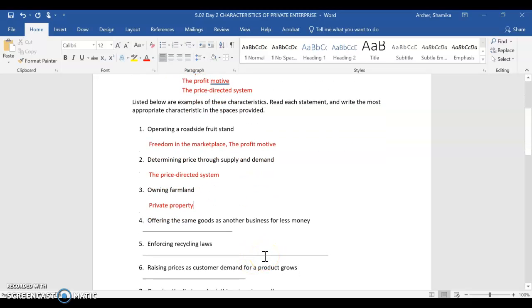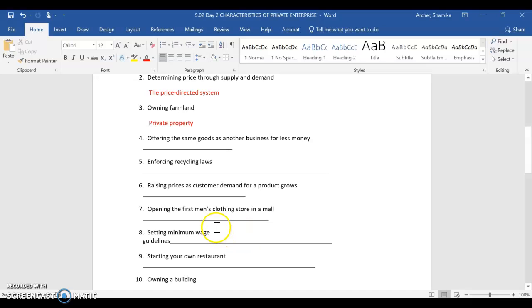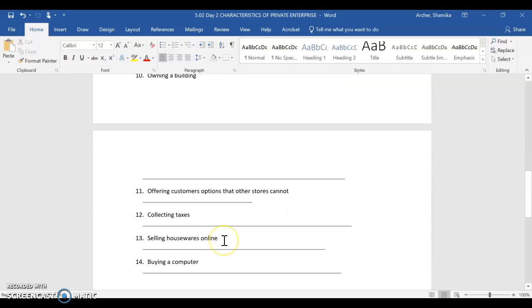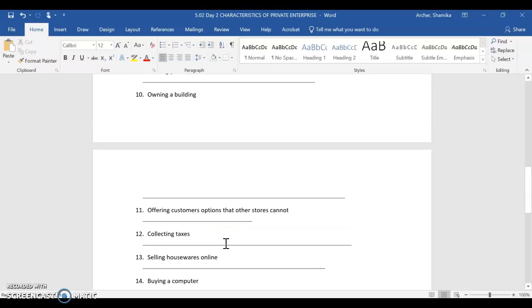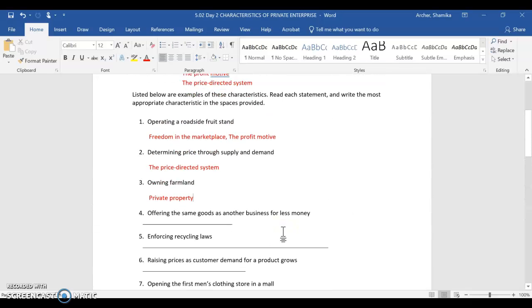Number 4 says offering the same good as another business for less money. Number 5 is enforcing recycling laws. Number 6 is raising prices as customer demand for a product grows. 7 is opening the first men's clothing store in a mall. 8 is setting minimum wage guidelines. 9 is starting your own restaurant. 10 is owning a building. 11 is offering customers options that other stores cannot. 12 is collecting taxes. 13 is selling housewares online. And 14 is buying a computer.